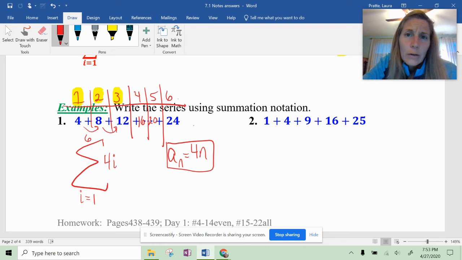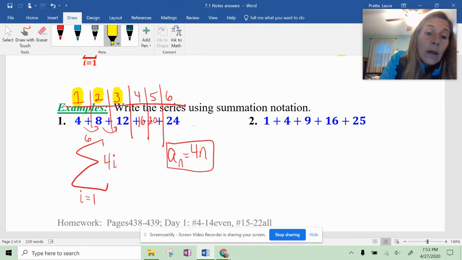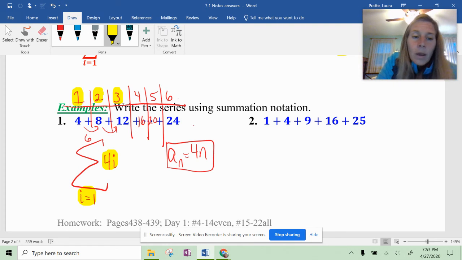Now, it doesn't matter if you use an n or an i, just stay consistent. So if I use a 4i here, this is going to say i equals 1. If I did 4n, then it would say n equals 1. Just stay consistent, whatever variable you choose. And of course, the top doesn't need a variable. It's just whatever input you went up to.